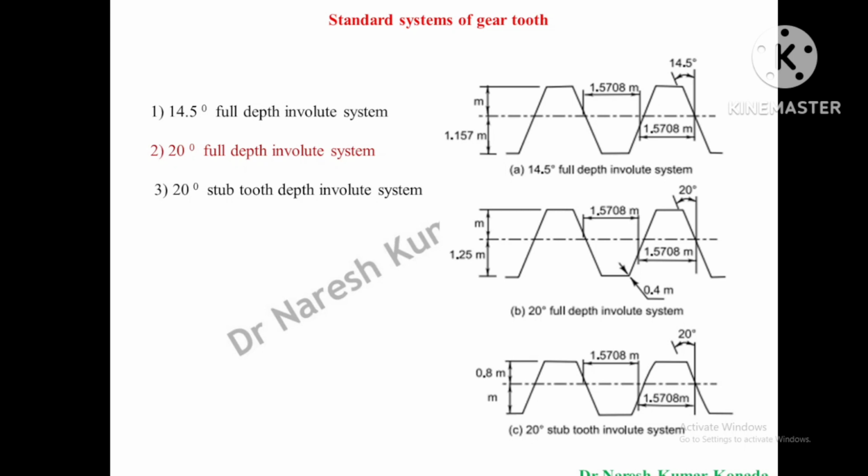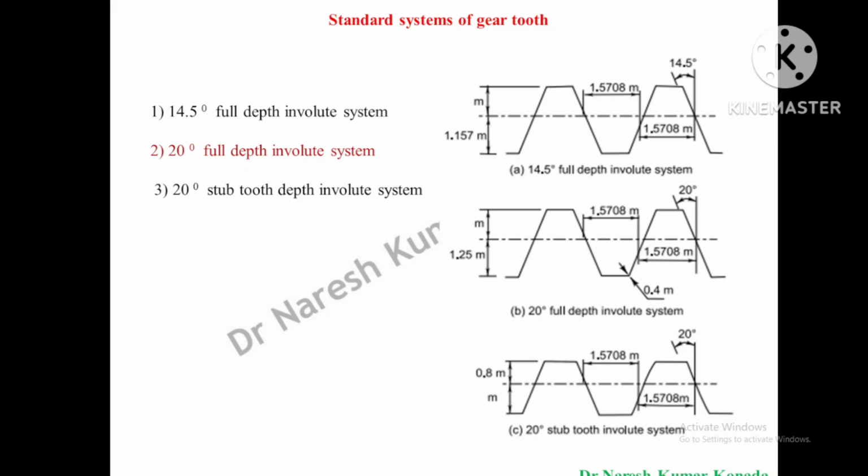The 20-degree stub tooth system is generally used to transmit higher power, and the strength of the teeth is also very high in this case. But the main disadvantage in the 20-degree stub tooth involute system is that, because of the smaller addendum and smaller dedendum, vibrations are likely to occur. Whereas vibrations are reduced and the velocity ratio is maintained constant in the 20-degree full depth involute system compared to the 14.5 degree full depth and 20-degree stub tooth.